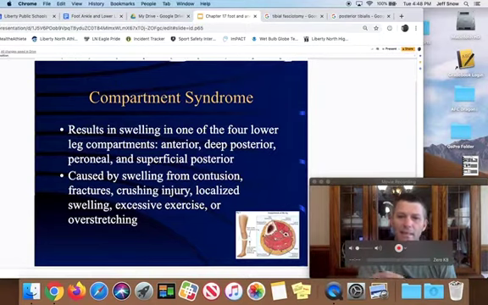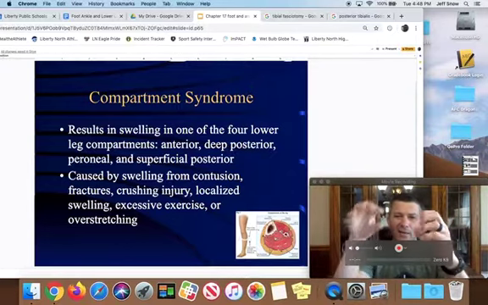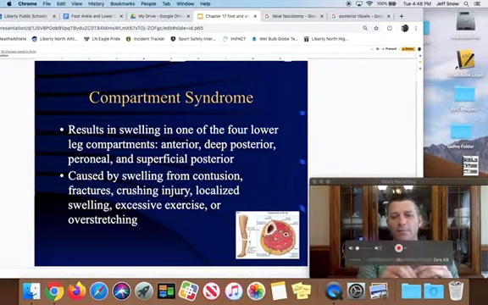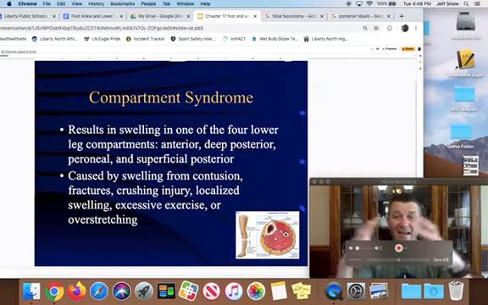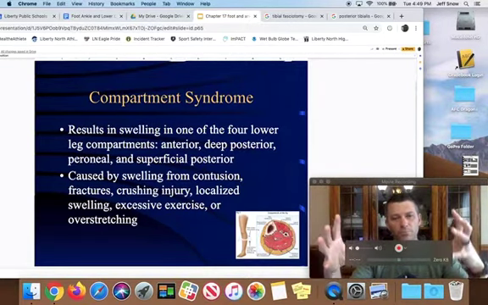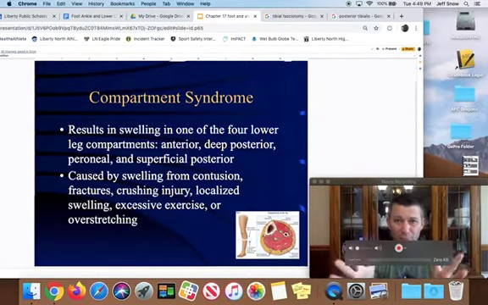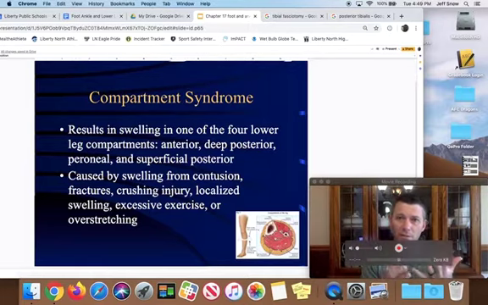The lower leg does not have room to swell. You essentially have the shin bone, the tibia, and the fibula on each side, and everything kind of runs down the middle of the pipe. And swelling cannot expand, right? Because the bones are creating this barrier. So the swelling goes internal. And when it does that, it puts pressure in there and reduces or cuts off blood flow and nerve supply.